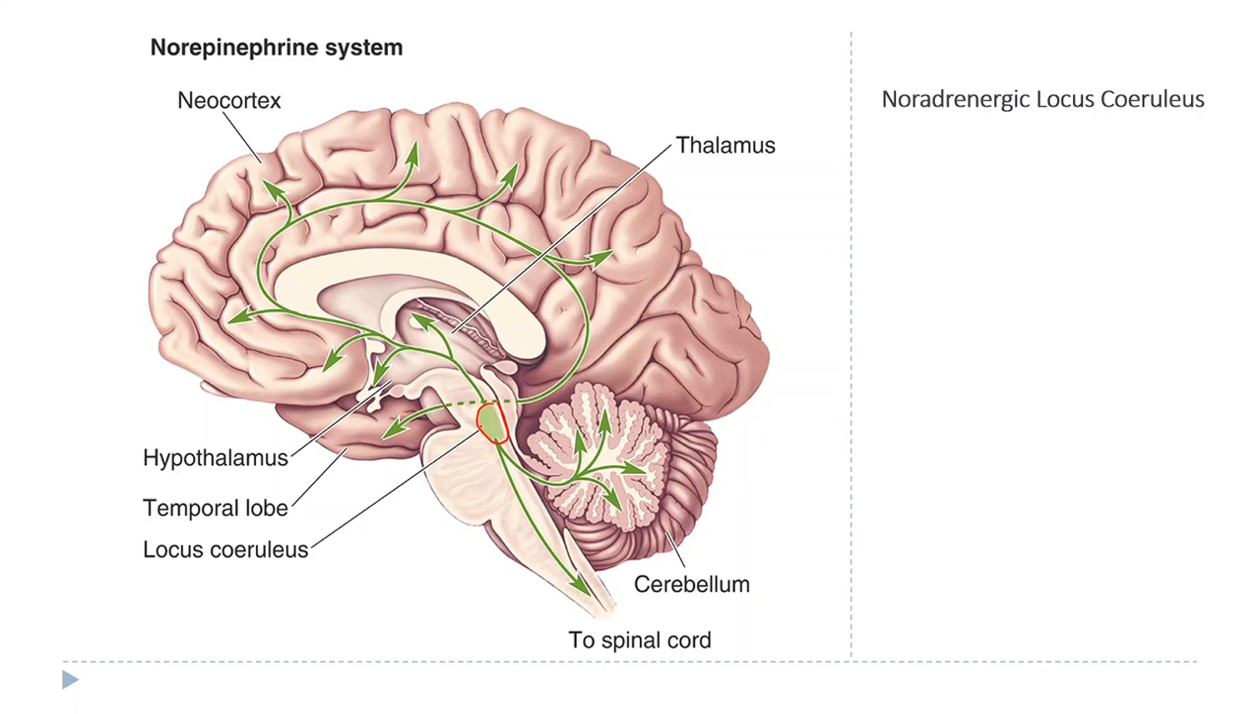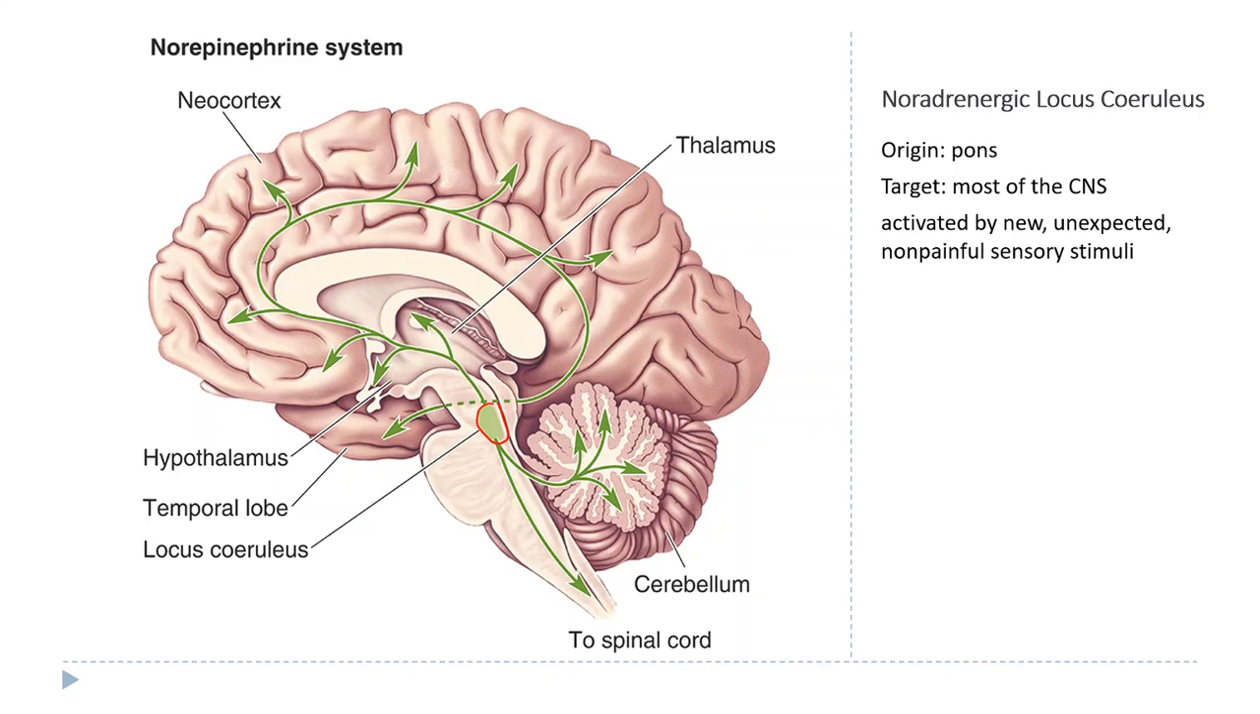It's called that just because in certain preparations, if you look at it in cross section, it has a grayish bluish tint to it. The neurons themselves sit right here on the borderline between the pons and the midbrain, and the axons that come out of these neurons go to pretty much the entire central nervous system. There are axons that go to the spinal cord, the cerebellum, the thalamus, the hypothalamus, and pretty much every part of the cerebral cortex. So it has a very widespread effect.